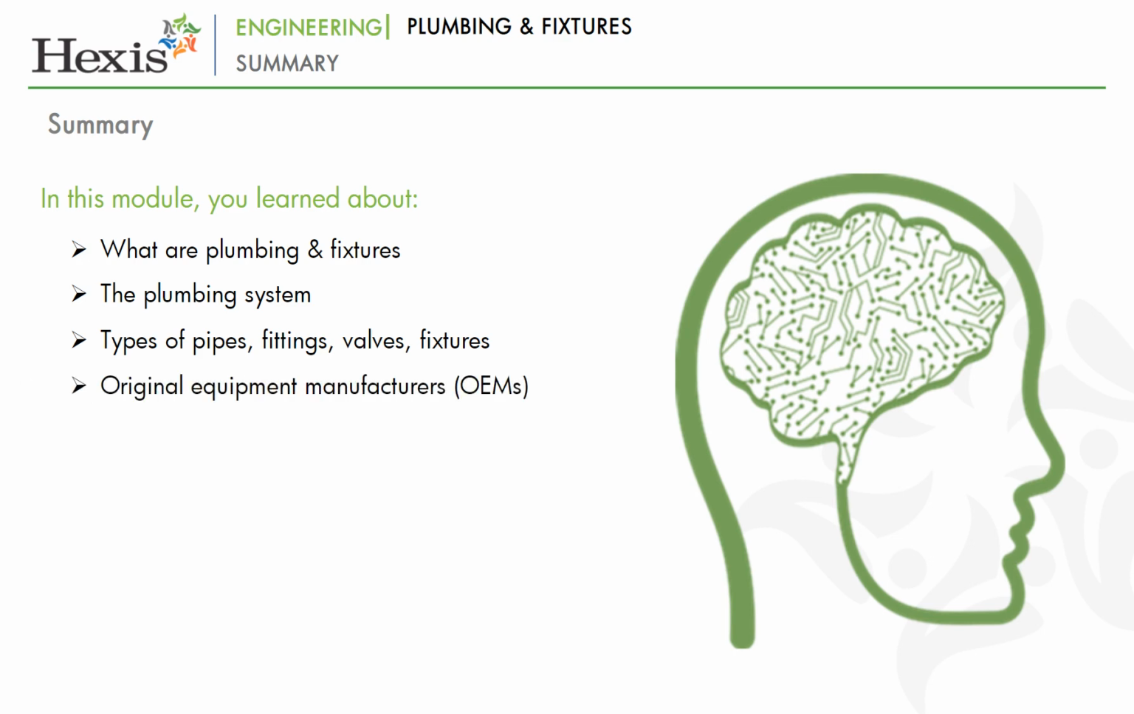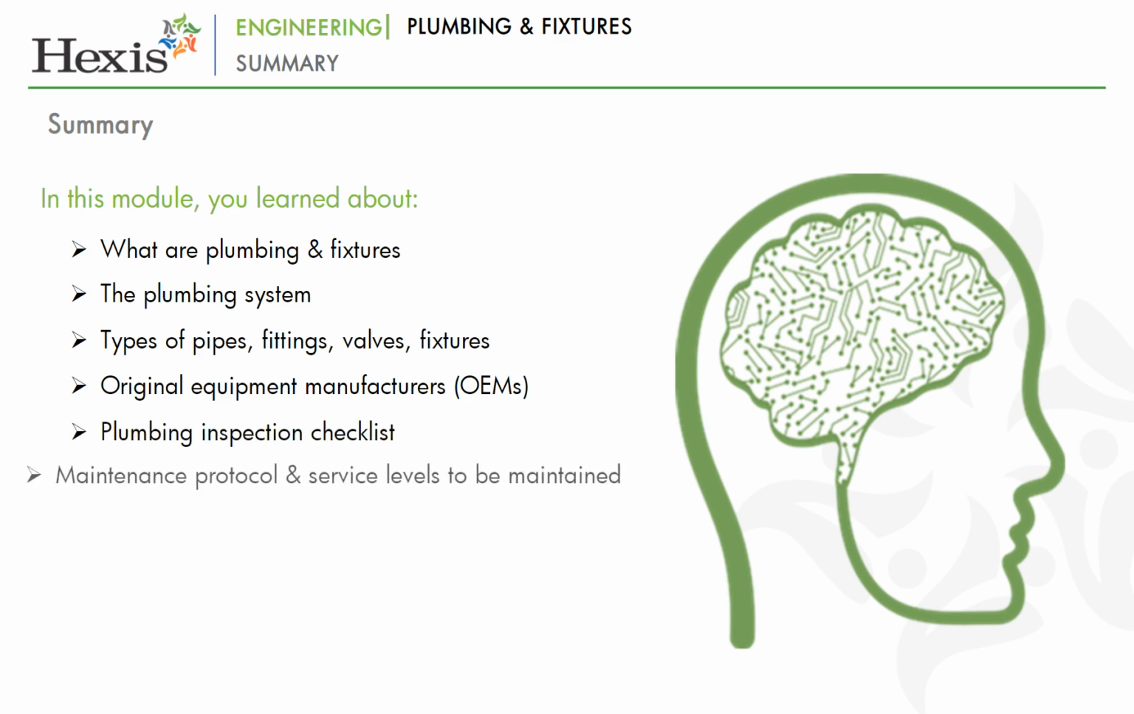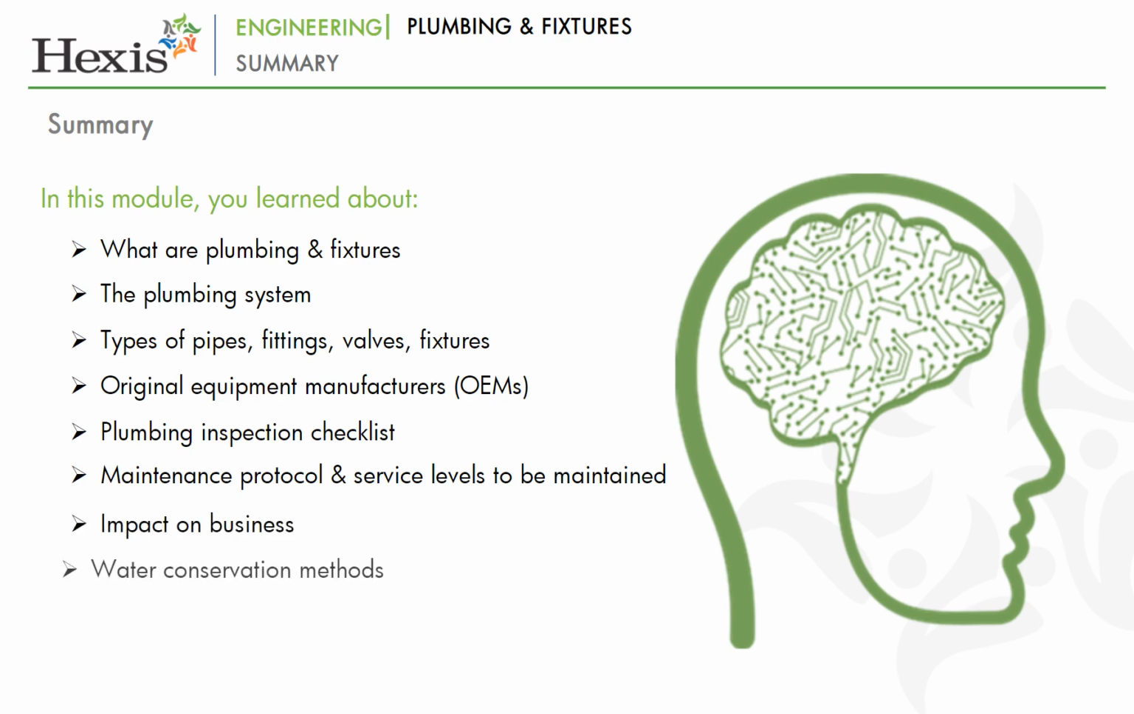Original equipment manufacturers, that is OEMs. Plumbing inspection checklist. Maintenance protocol. Service levels to be maintained. Business impact. Water conservation methods. Top 5 issues or troubleshooting ideas.